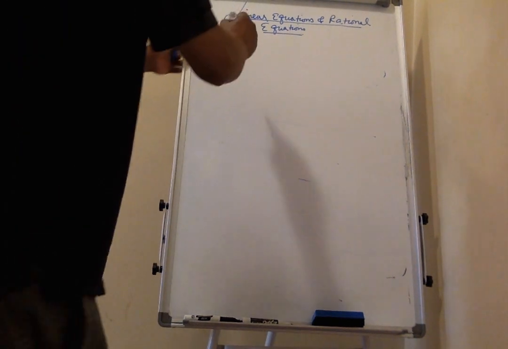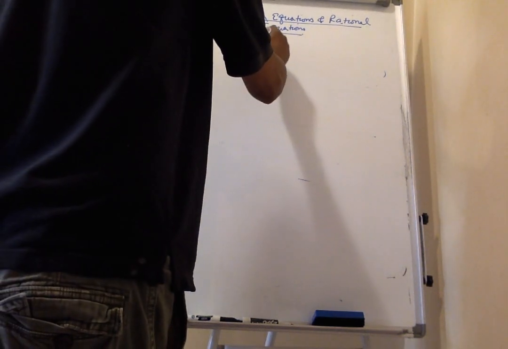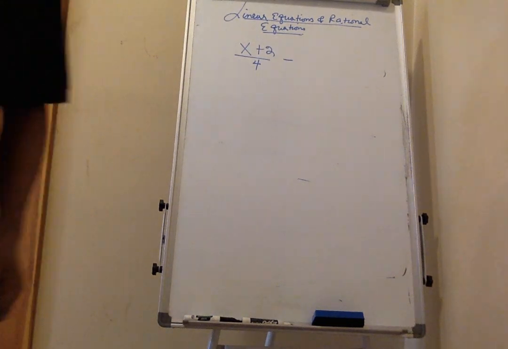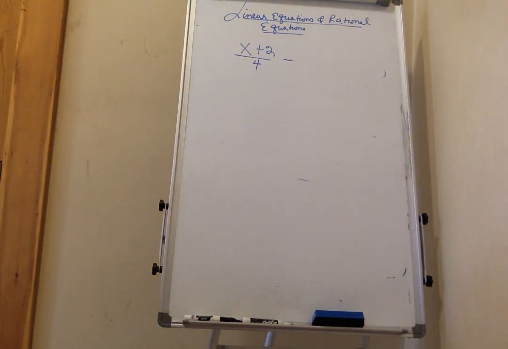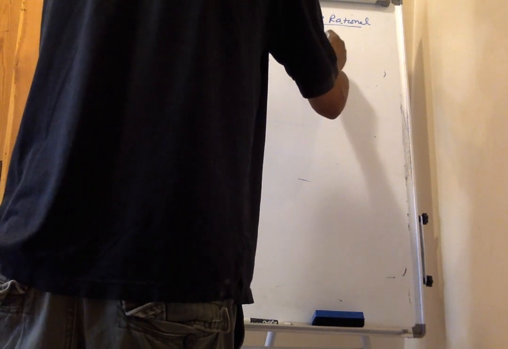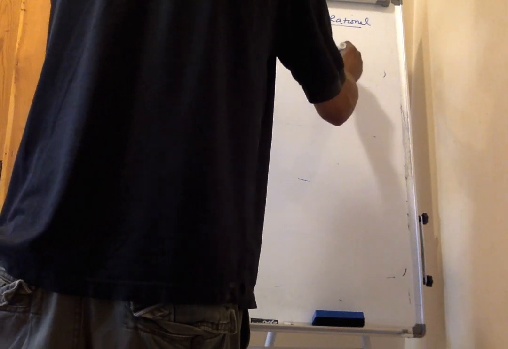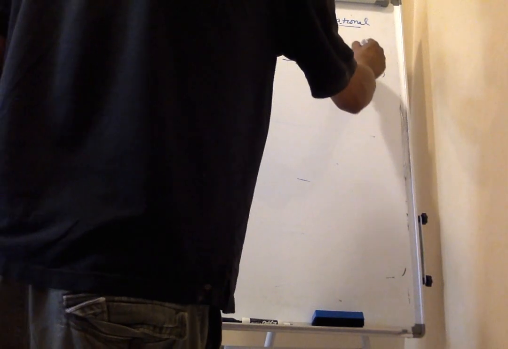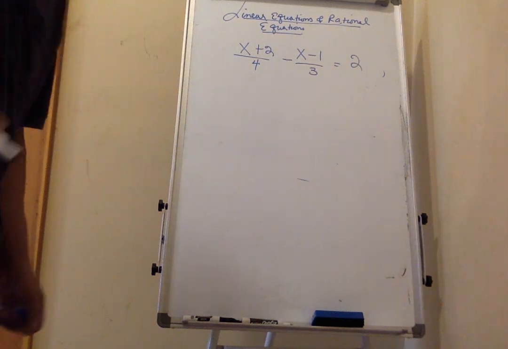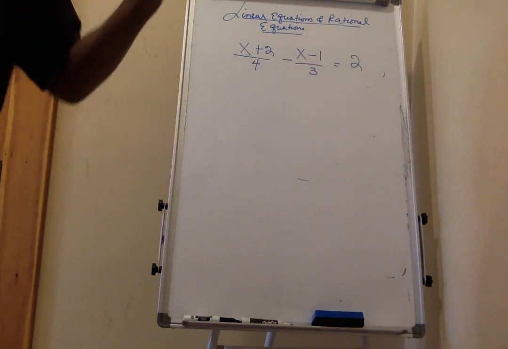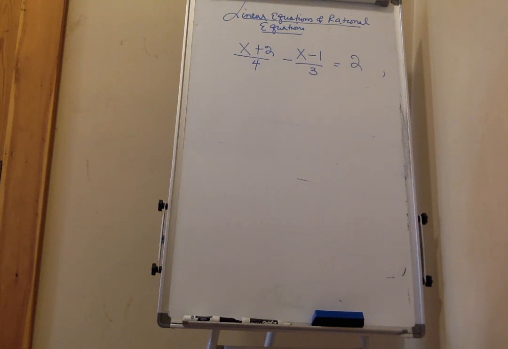Suppose you have (x + 2)/4 minus (x - 1)/3 is equal to 2. This, in essence, is a linear equation. The only difference is we have a denominator other than 1. That's why we call it a rational equation.